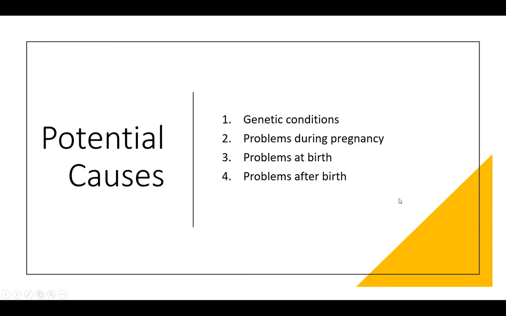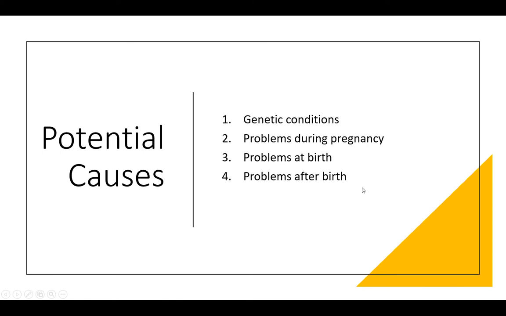Problems at birth. So maybe they have a low birth weight, they're premature, they have some kind of traumatic brain injury on their way out into the world. They have a lack of oxygen at some point after they're born, which can and does happen, and so that causes some brain changes sometimes. That would be an example of a problem at birth.